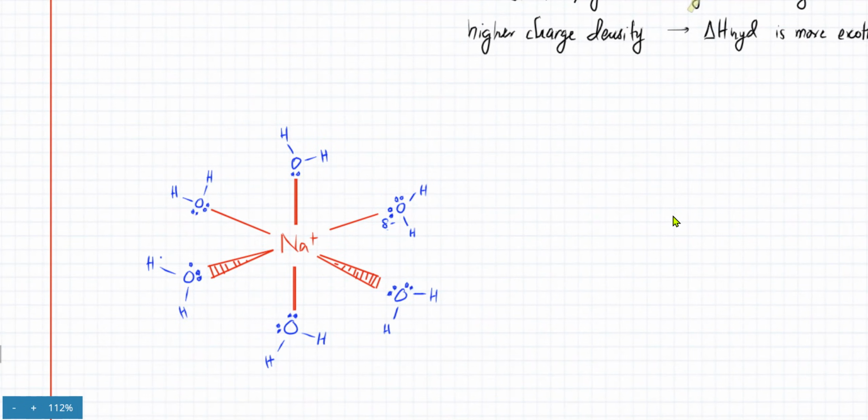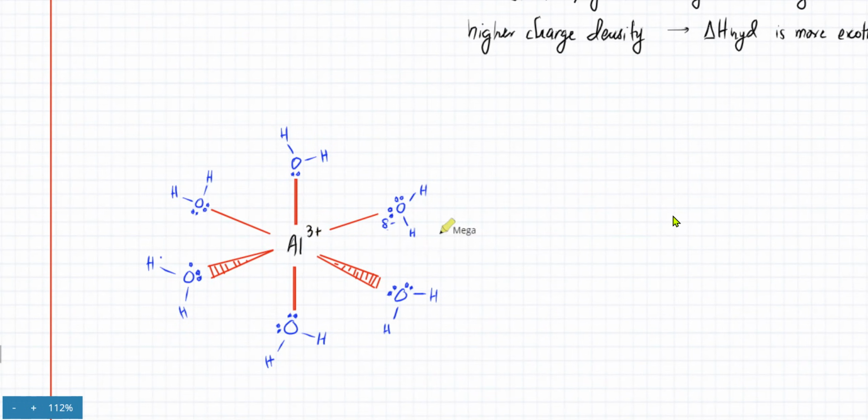But if you had Al3 plus, Al3 plus has a pretty high charge density. So if I have Al3 plus, what eventually happens is that oxygen has a partial negative lone pair, and that lone pair is attracted to the Al3 plus ion, right?